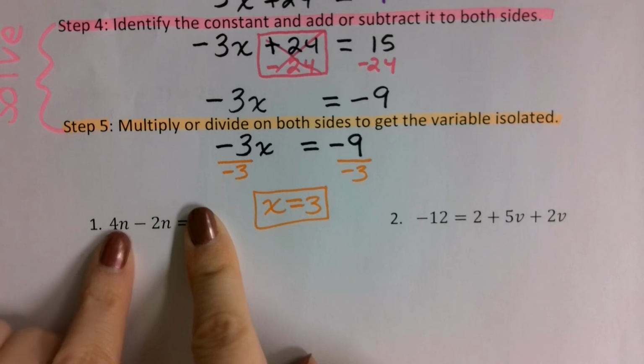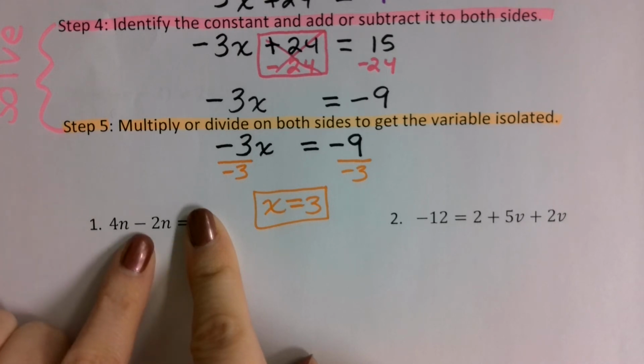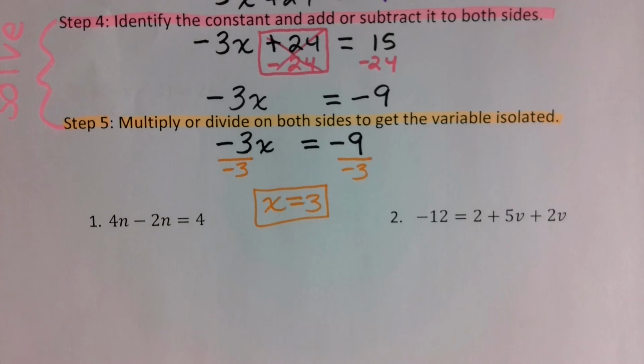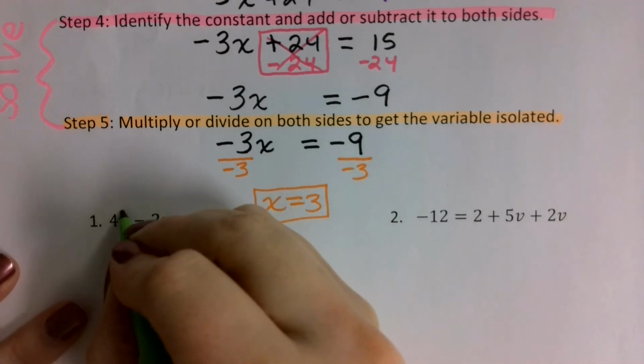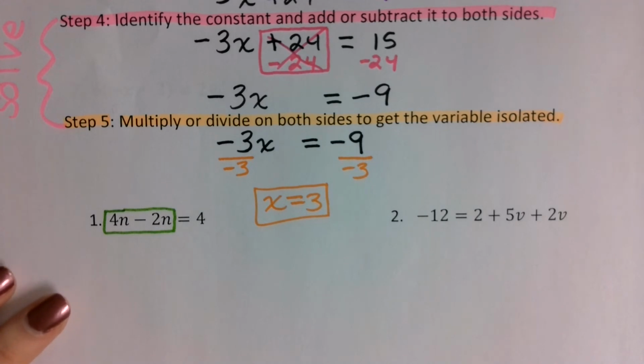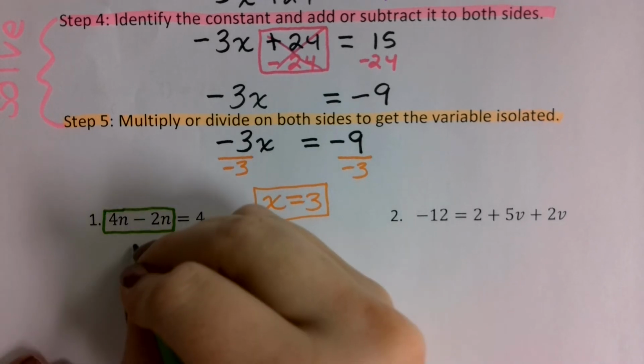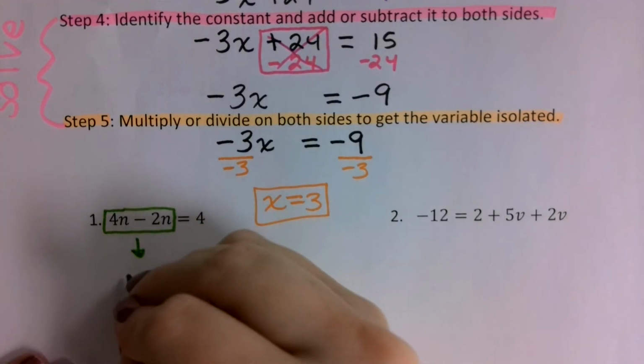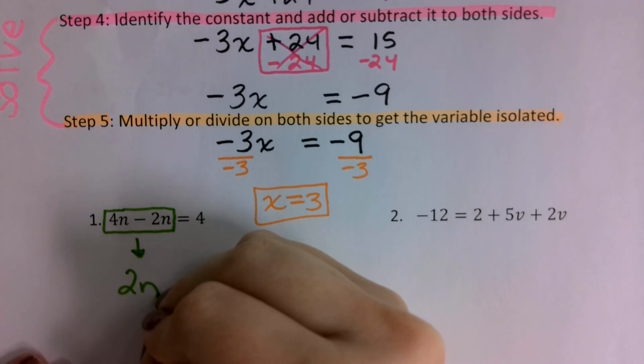The left side says 4n minus 2n. Do I have any like terms here? Yes, I've got like terms. 4n and 2n are like terms. So I can combine these like terms. I can focus on doing 4n minus 2n. What is 4n minus 2n going to give us? 2n. 4n minus 2n is just going to give us 2n.